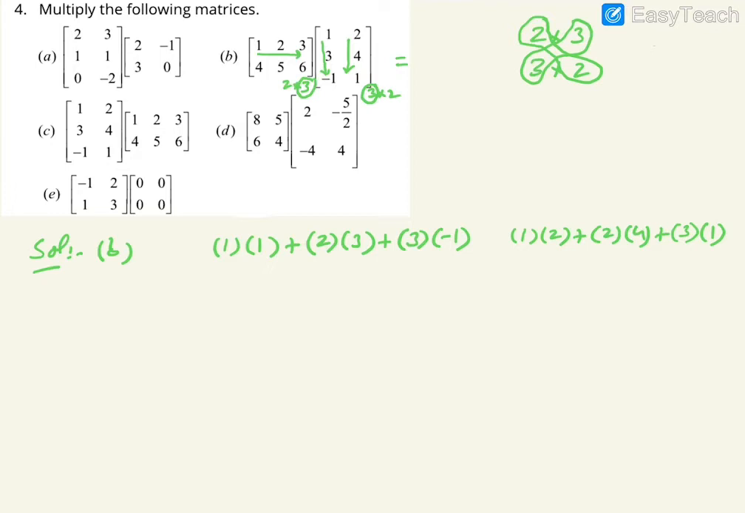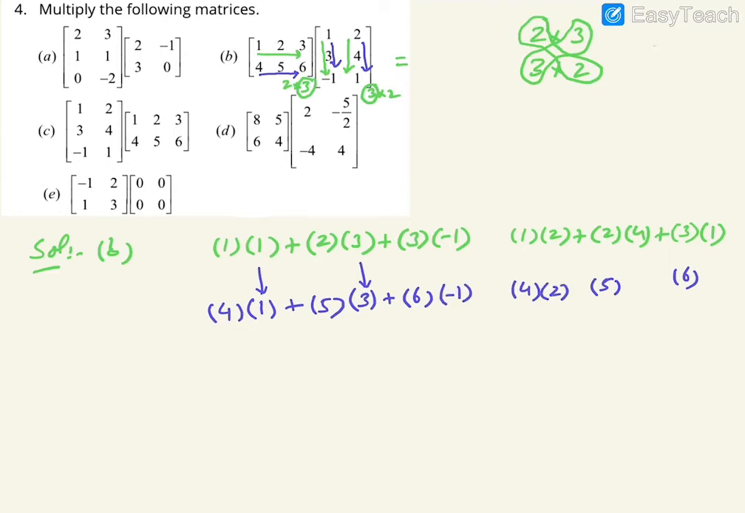Now the second row will multiply with the first column and with the second column. So only the row elements will change. So the row elements 4, 5 and 6. Here also 4, 5 and 6. And the column elements you just copy the same as it is, 1, 3 and minus 1. This is the shortcut, 4 plus 1. This one same.